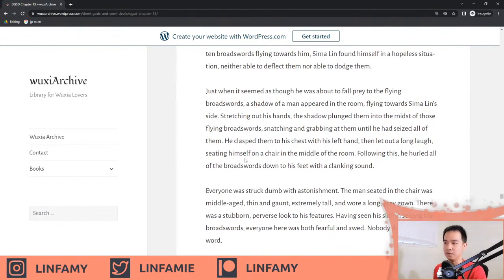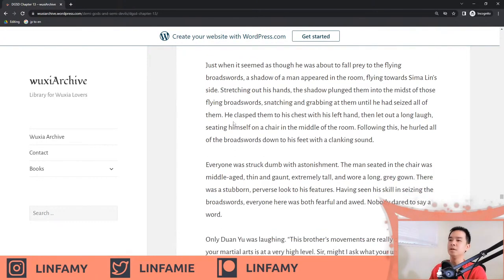Just when it seemed as though he was about to fall prey to the flying broadswords, a shadow of a man appeared in the room, flying towards Sima Lin's side. Is this the Bao guy? Stretching out his hands, the shadow plunged them into the midst of those flying broadswords, snatching and grabbing at them until he had seized all of them.